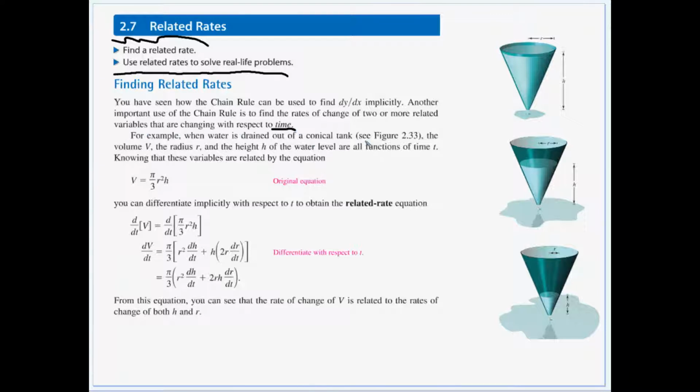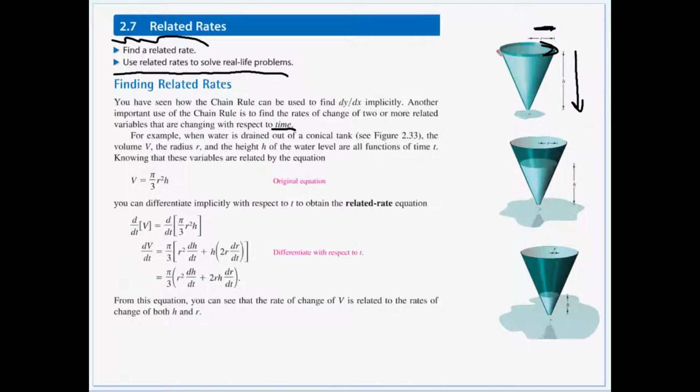For example, when water drains out of a conical tank, like we see over here on the right, the volume V, the radius r, and the height h of the water level in the tank are all functions of time. So here the water tank is full to the top. We've got the depth of the water, or the height of it in the tank, the radius from the center of the tank to the edge, and the volume would be the entire amount of water in the tank. Now we unplug the bottom and the water drains out.